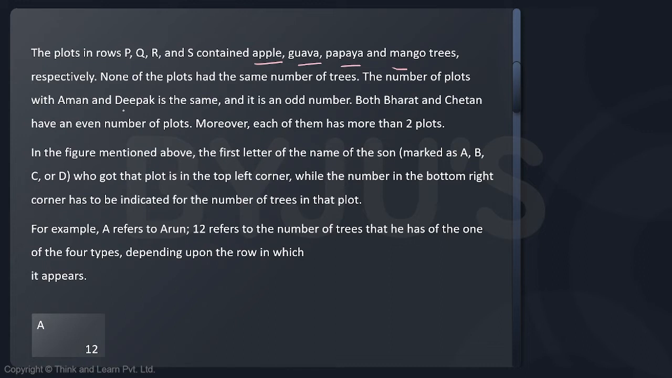The number of plots with Aman and Deepak is the same, and it is an odd number. Both Bharat and Chetan have an even number of plots. Moreover, each of them has more than 2 plots. So, the first information from here is that the number of plots with Aman and Deepak is the same, which is an odd number. So, Aman is equal to Deepak, which is equal to an odd number. Both Bharat and Chetan have an even number of plots, and each of them has more than 2 plots.